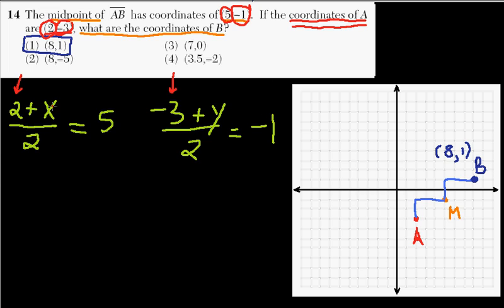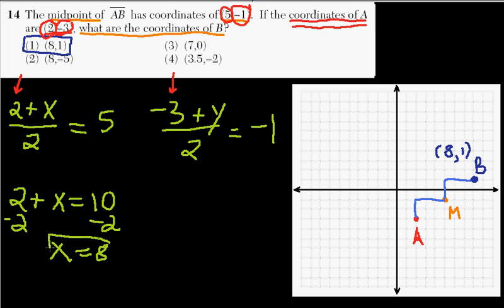That's right there. So now we solve these two equations, and it shouldn't be too hard to do. You multiply both sides of this equation by 2, and after you do that, you get 2 plus x equals 5 times 2, which is 10. And then you subtract 2 from both sides, and you get x equals 8. Which so far is in alignment with what we found using the picture.